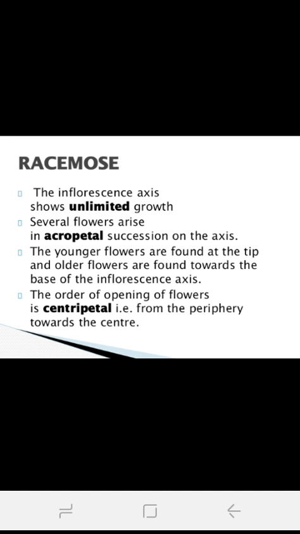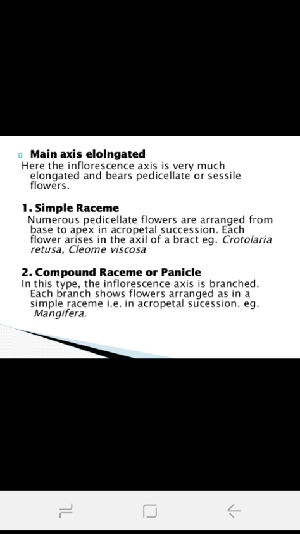Here the inflorescence axis, I told you the name of the inflorescence axis is peduncle. The rachis continuously grows, that is unlimited growth, and flowers are arranged in acropetal succession. That means younger flowers or small flowers around the tip and older flowers towards the base. This arrangement is also called centripetal, periphery towards the center. So acropetal arrangement and unlimited growth of the axis is a typical character of racemose inflorescence.